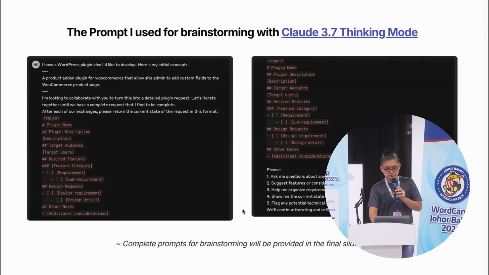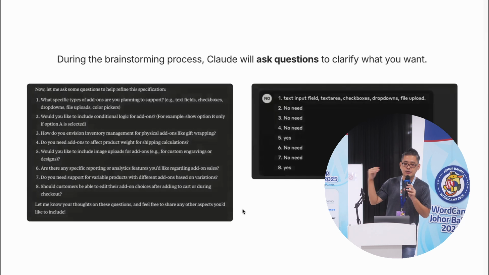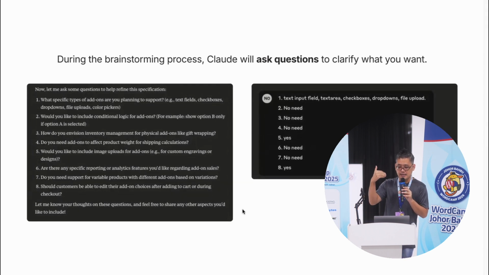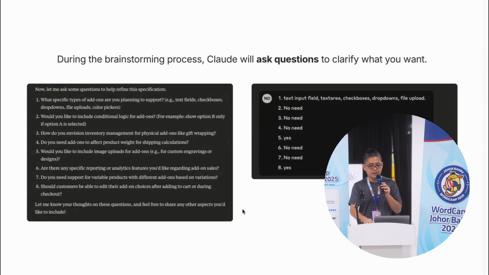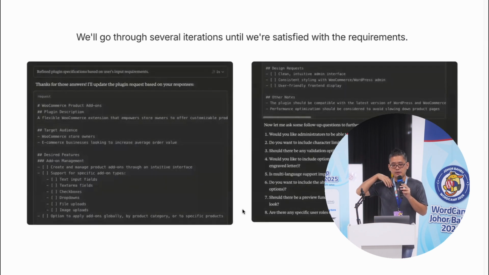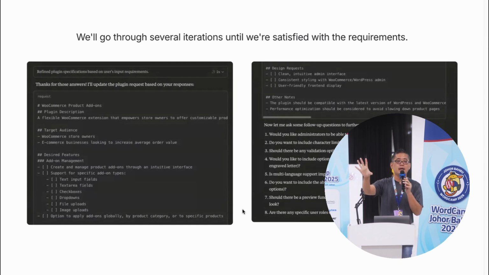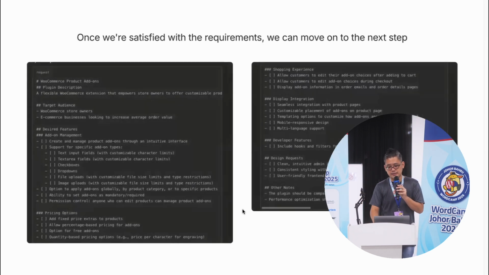Then during the brainstorming process, Claude will ask you questions to clarify what you want, and you just have to answer the questions one by one. In the screenshot here, you can see that it asked 8 questions, and I just answered each of them one by one. Then Claude will refine the requirements, ask more questions, and we answer them. Basically, we go through this question-and-answer process multiple times until we are satisfied with the requirements. When we look at the requirements and feel, okay, this is exactly what I want, then we stop and move to the next stage.